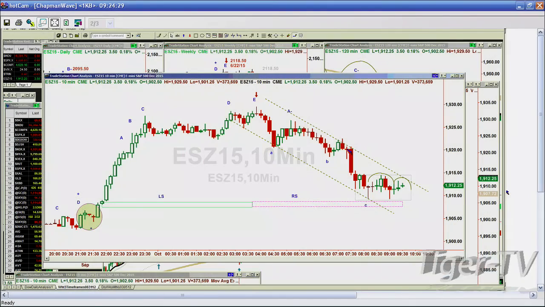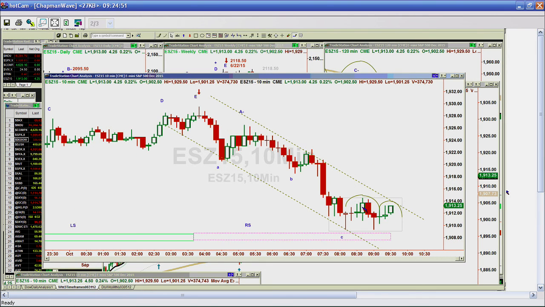I've been drawing channels just as long as I've been doing technical analysis. I used to hand chart by pencil, using engineer paper with the little squares. And most importantly, what we're looking at here is this rectangle pattern I spoke about moments ago in the Dow. Look, there's that rectangle pattern unfolding right here in the E-mini 10-minute chart.